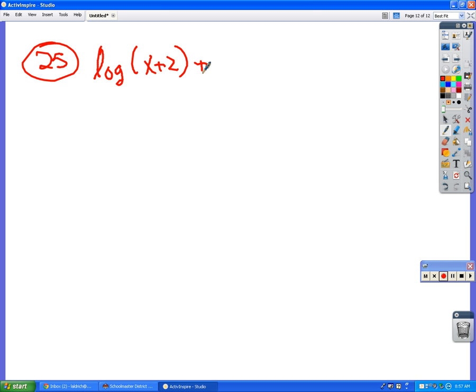You know what's next after that. Okay, so this is getting a little tricky. What do you have to do first? You have to add those together. Yeah, but when you're adding logs, what do you do? You multiply them. Good. So I'm going to combine this into one log.